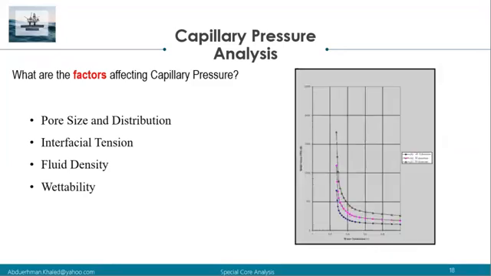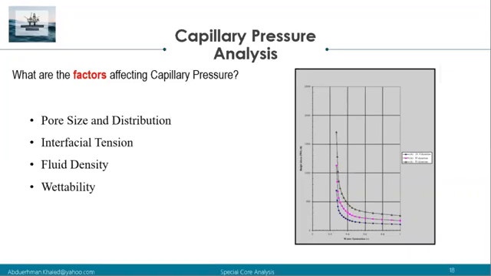Then we have the fluid density. It has an impact on capillary pressure. If the density difference between the water and hydrocarbon phases is small, the capillary pressure will be small. And if you have a high density difference, there will be high interfacial tension and high capillary pressure.